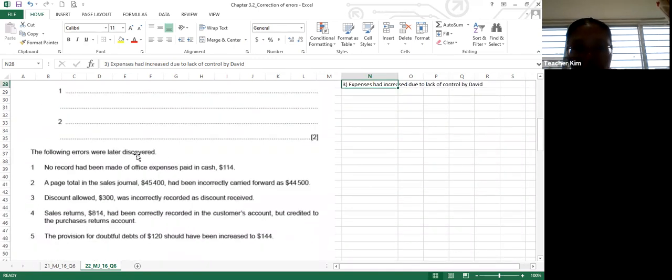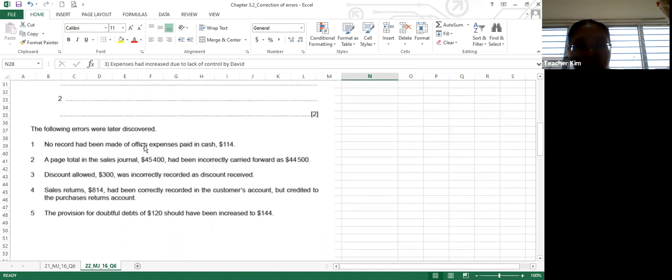Next, the following errors were discovered. No record has been made of office expenses paid in cash. A page total in the sales journal, 45,400, has been incorrectly carried forward as 44,500. Discount allowed 300 was incorrectly recorded as a discount received. Sales return 814 has been correctly recorded in the customer account but credited to the purchases return account. The provision for doubtful debt 120 should have been increased to 144.